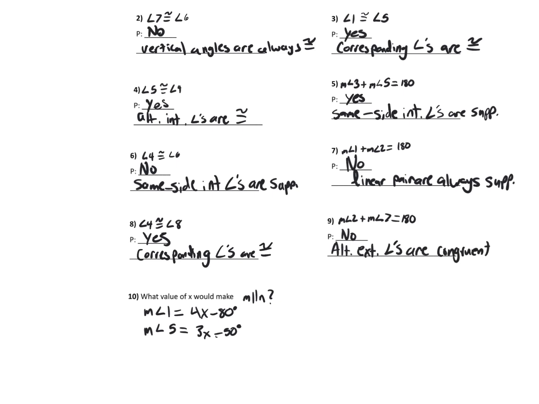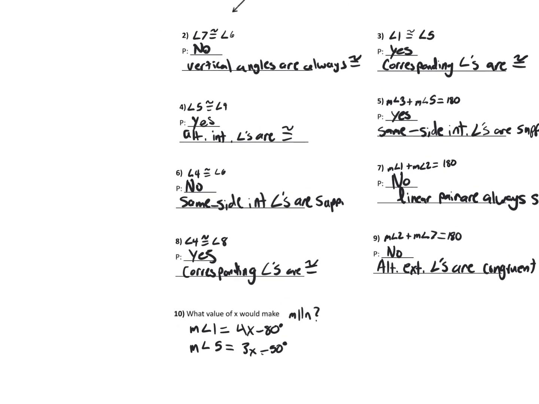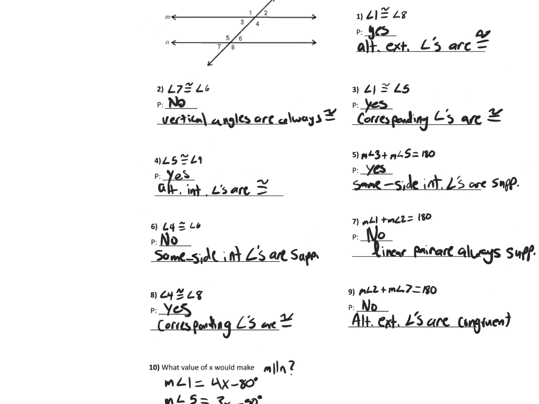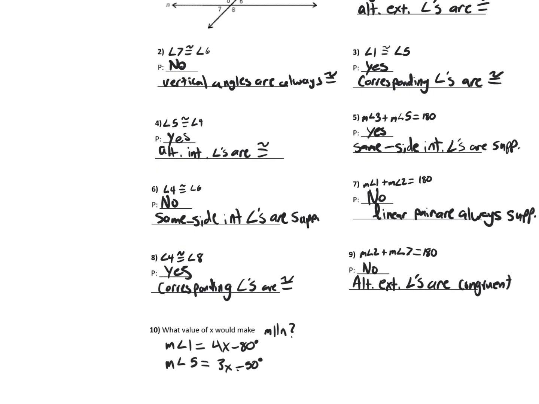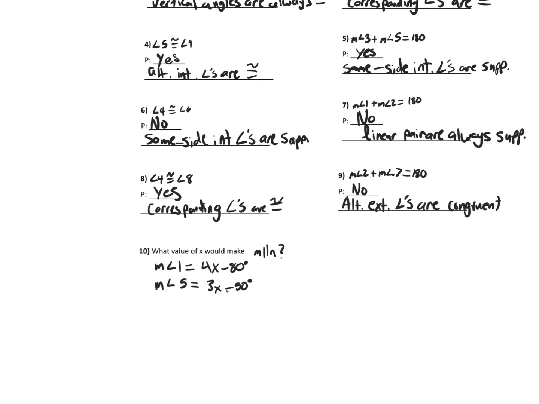Okay. Next, this was not written in your notes. We had a little typo, but we've got it covered now, so go ahead and write this into your notes. What value of x would make M parallel to N? If the measure of angle 1 is 4x minus 80 and the measure of angle 5 is 3x minus 50, then 1 and 5 are corresponding angles, so they need to be equal to each other because corresponding angles are congruent. So we need to set 4x minus 80 equal to 3x minus 50.